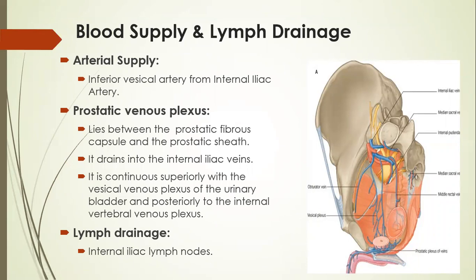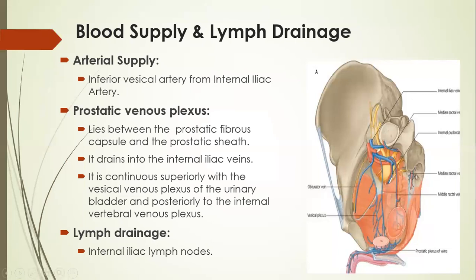Coming to the blood supply and lymphatic drainage, the arterial supply is by the inferior vesical artery from the internal iliac artery, which is going to the prostate here. These are the plexus of veins, called the prostatic venous plexus. The prostatic venous plexus lies between the prostatic fibrous capsule and the prostatic sheath. It drains into the internal iliac vein. So here is the internal iliac vein.